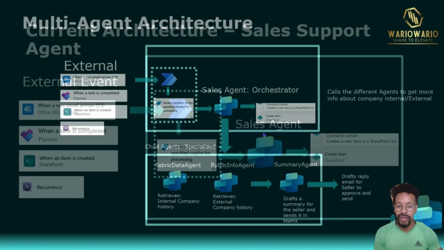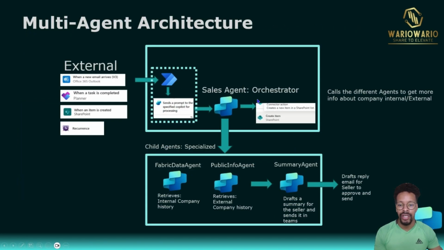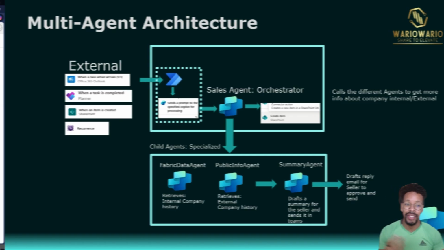But now we will be creating a sales agent that is the orchestrator. Then we have the Fabric data agent where we'll be checking internal company data and seeing if we've had sales with this company before and if there is potential for any upsell. And then we have a public information agent that will scrape the web and give us external information about this company. And then there's the summary agent that will summarize everything and send it to the seller. The goal is that it will also draft a reply email so that the seller needs to just approve the email and it will be sent to the company.